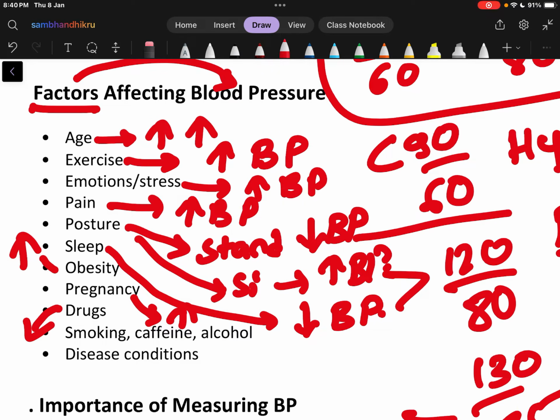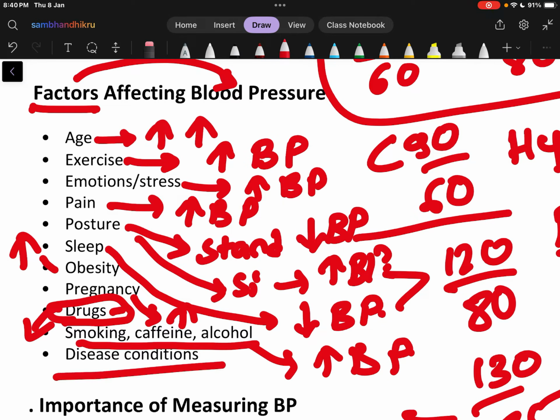Drugs depend on whether you are taking hypotensive drugs or hypertensive drugs, so that will depend. In smoking, caffeine and alcohol, 100% it will increase the BP. Disease condition also depends, but in most cases it will increase the BP. If you write this much, you will get through it.